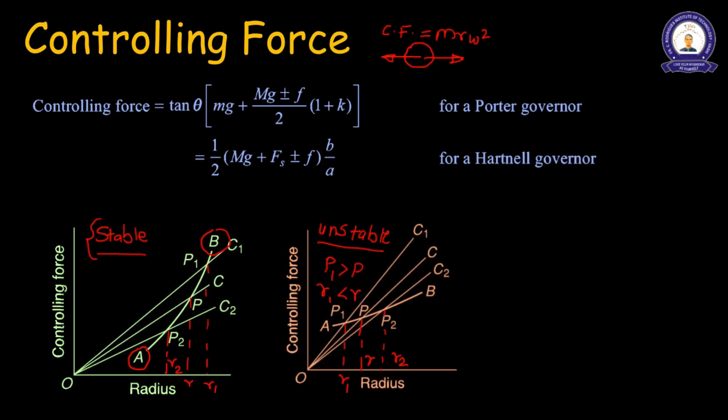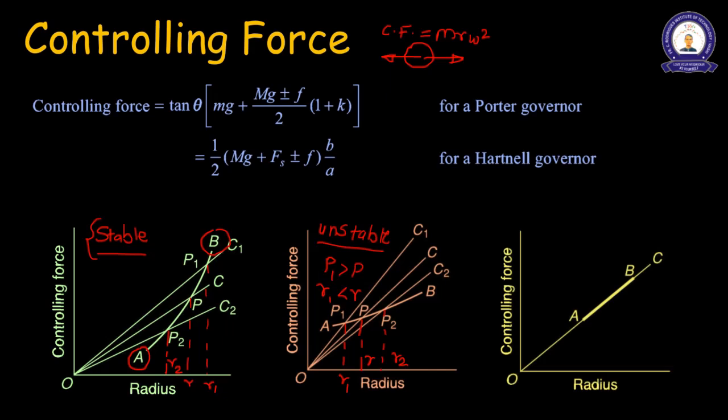From this last point discussed, what if the slopes are equal? See here, the slope of curve AB is equal to that of the speed line. At this single speed, a governor can assume any radius in between this range. So what is this case? We have discussed this previously. This is nothing but the case of isochronism. So this is for an isochronous governor.